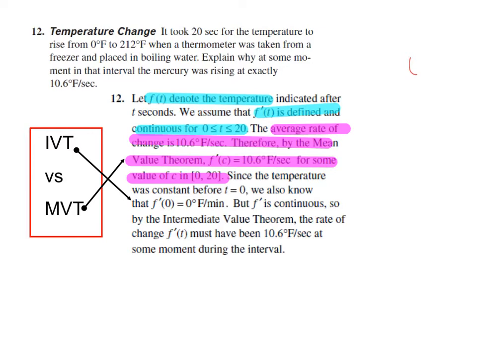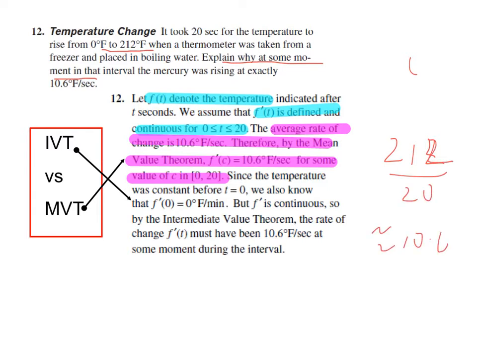When you analyze a question like this, "explain why at some moment" is usually a key that you should be applying either the intermediate value theorem or the mean value theorem, because those are about finding times given some sort of change. Since this temperature changed 212 minus 0, which is 212, over 20 seconds, if you divide these two numbers, you get an approximate answer of 10.6.